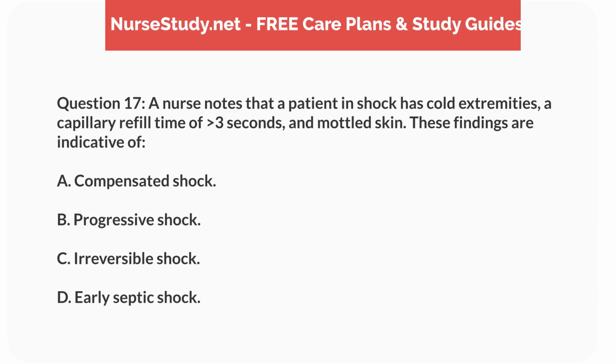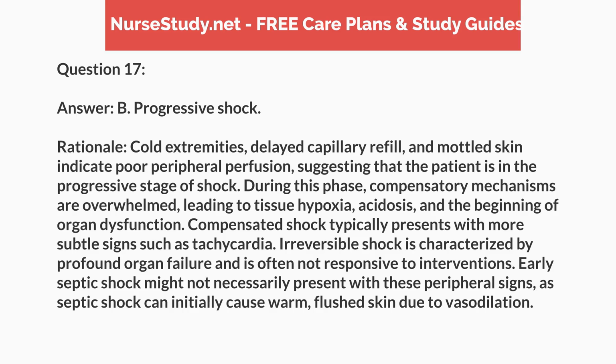Question 17. A nurse notes that a patient in shock has cold extremities, a capillary refill time of greater than 3 seconds, and mottled skin. These findings are indicative of A. Compensated shock. B. Progressive shock. C. Irreversible shock. D. Early septic shock. Answer, B. Progressive shock. Rationale: cold extremities, delayed capillary refill, and mottled skin indicate poor peripheral perfusion, suggesting that the patient is in the progressive stage of shock.